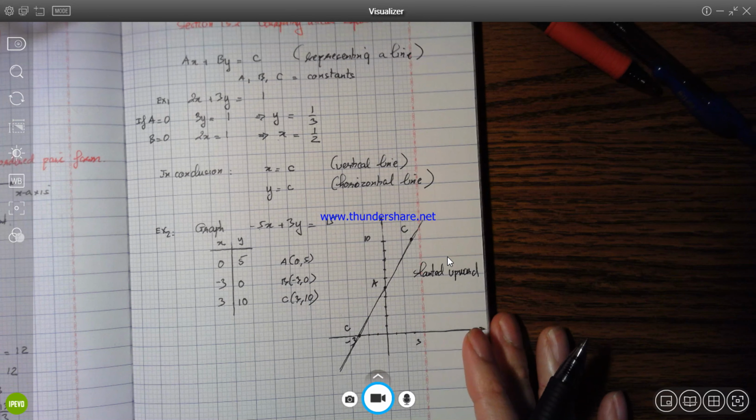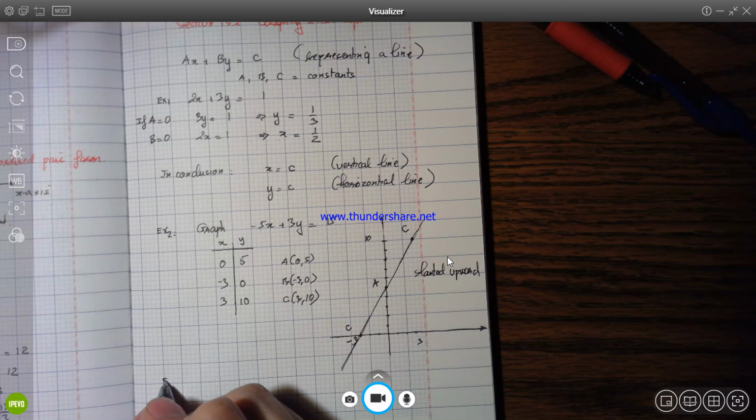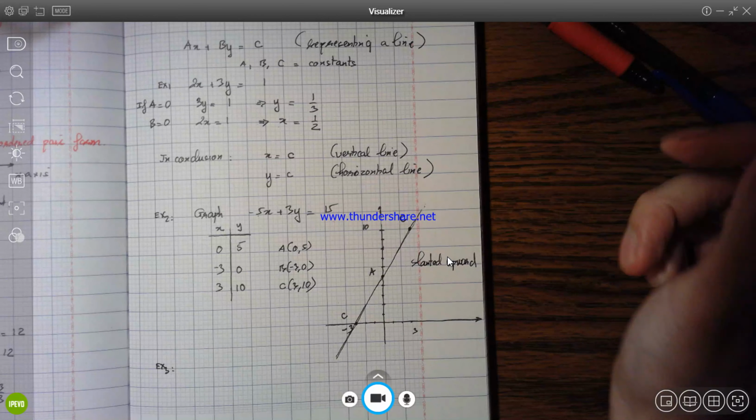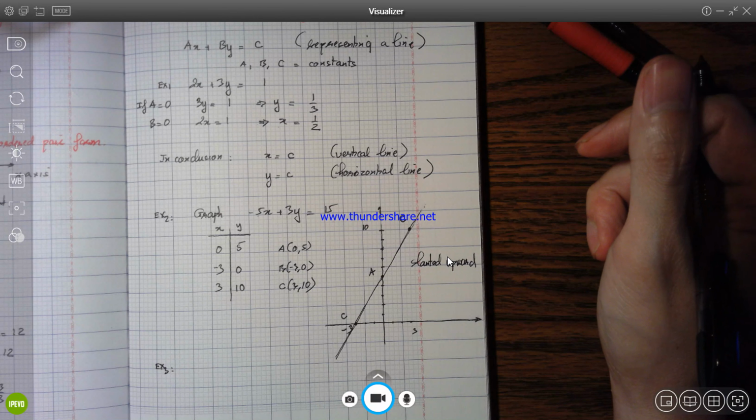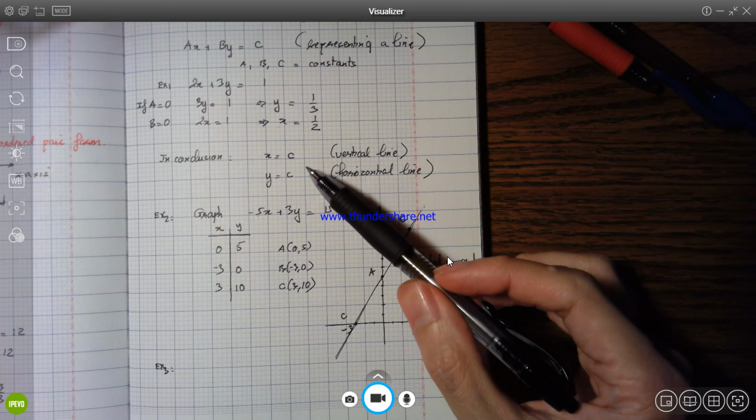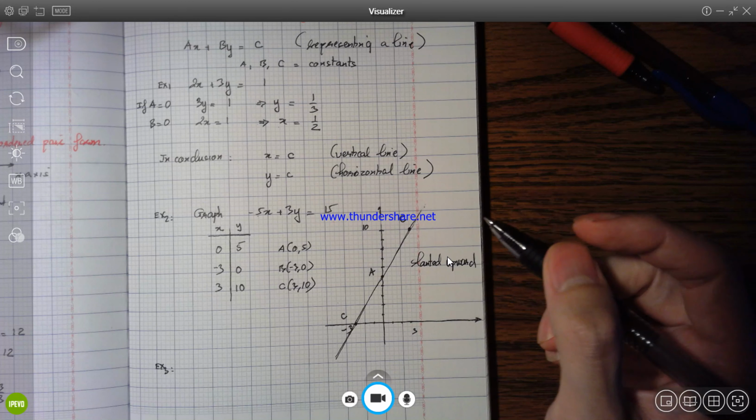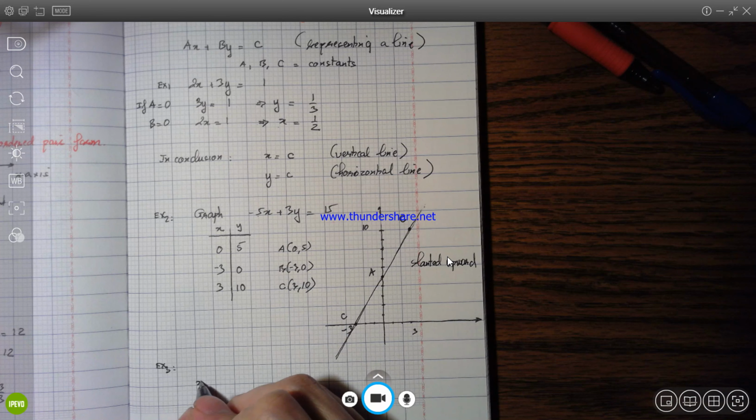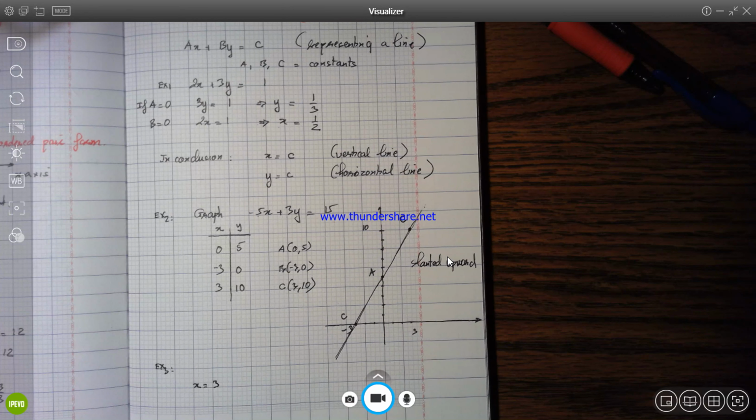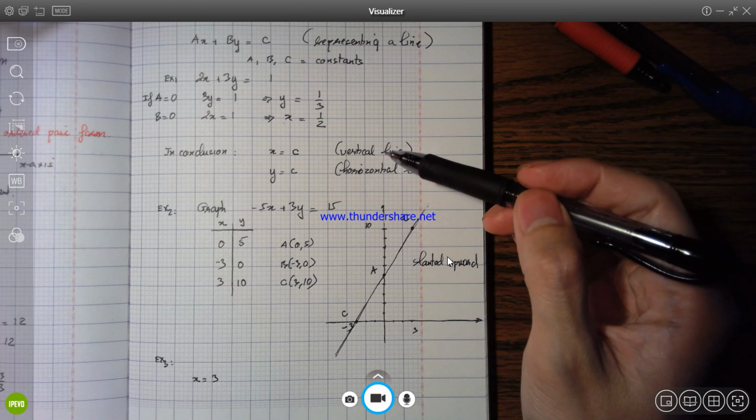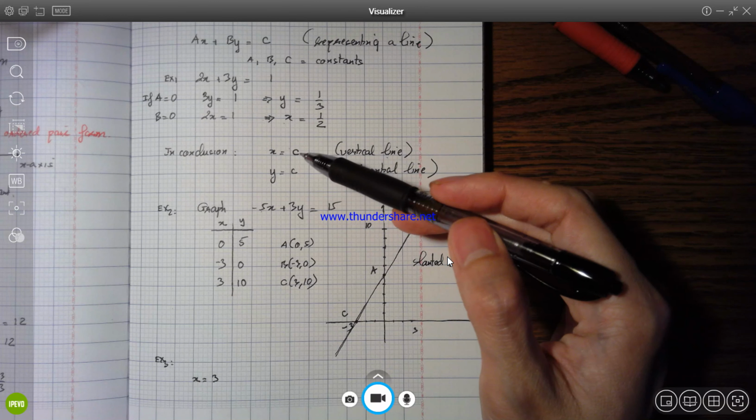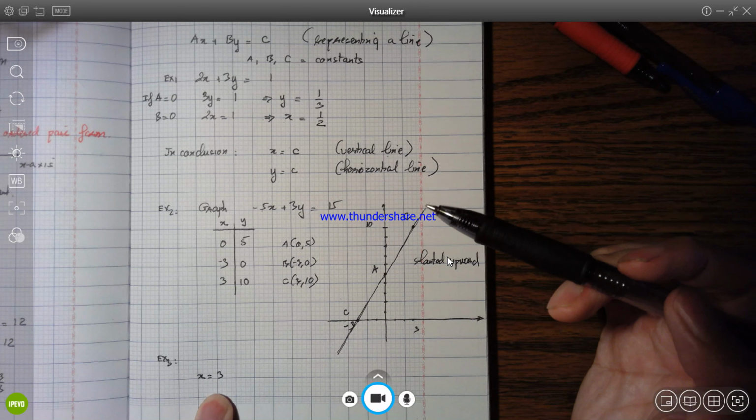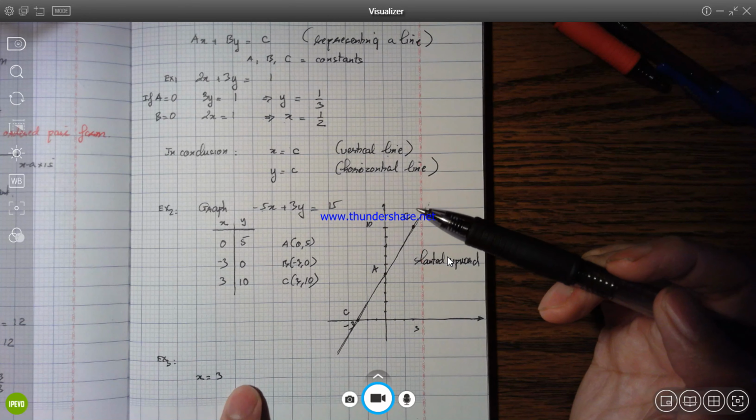Now, in the third example, I will show you how to graph a special linear equation. I have 2 special ones right here. What if I want to graph x equals 3? This is a vertical line. You see, x equals a number is a vertical line, and actually you don't have to set up any table. You just need to draw the coordinate system.